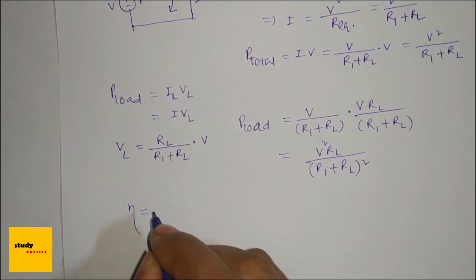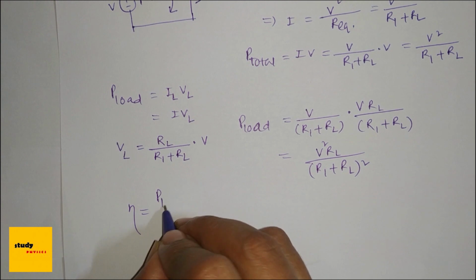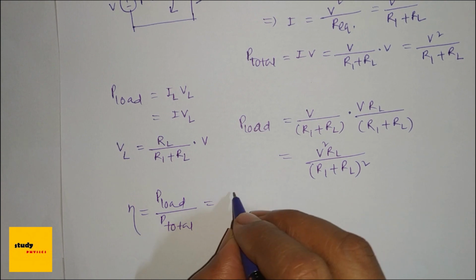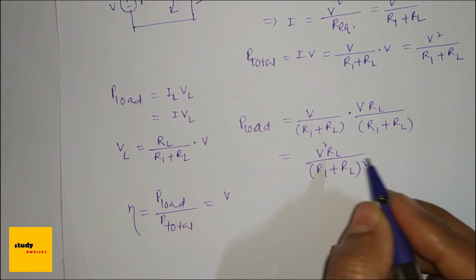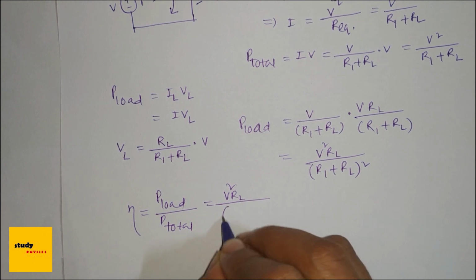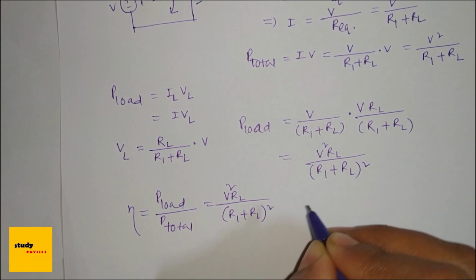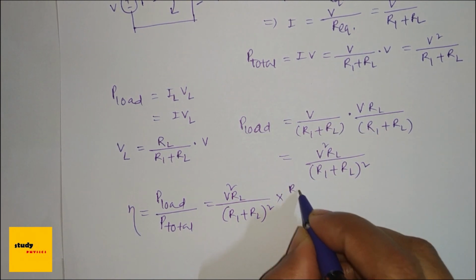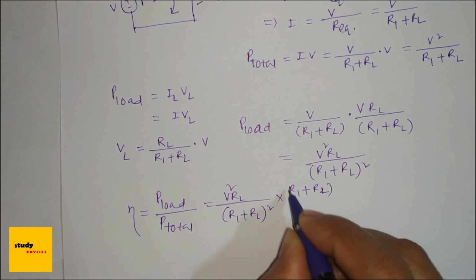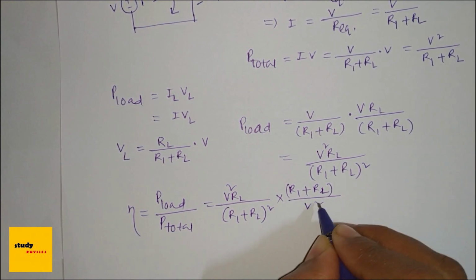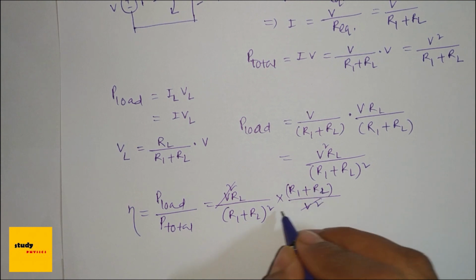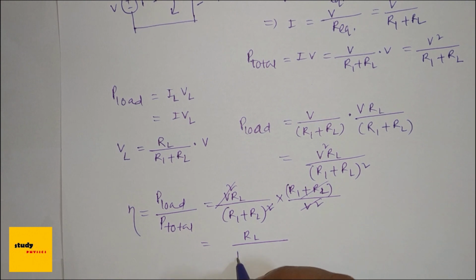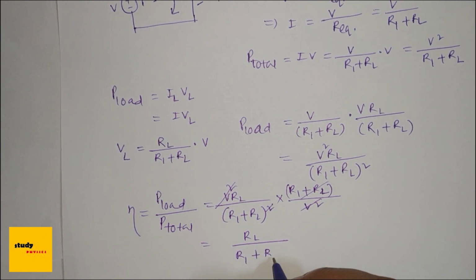So here eta is P load divided by P total. P load is V square RL divided by R1 plus RL square, into P total, that means R1 plus RL divided by V square. So V square will cancel out here, and eta is RL divided by R1 plus RL.